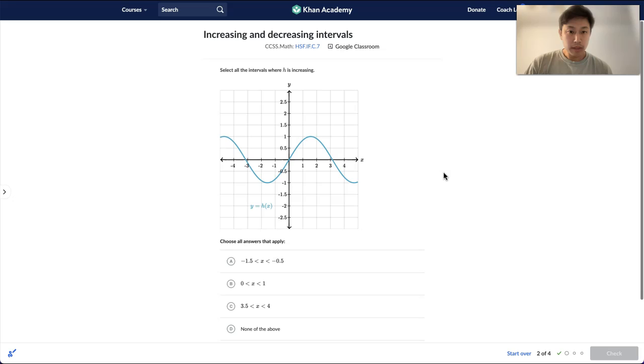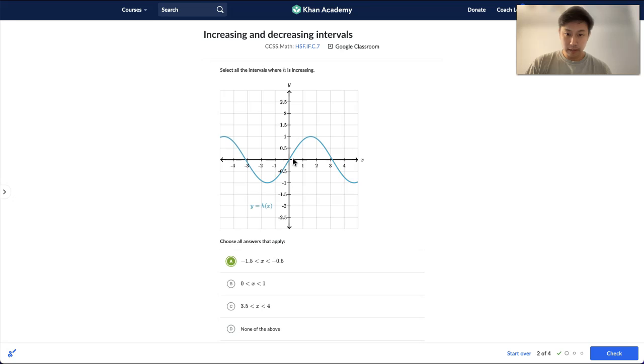Okay, let's do a couple more here. Select all intervals where h is increasing. Let's just get a general feel for this. It increases a little bit, then decreases, increases, decreases, and then you could argue it increases a little bit here at the end. Let's check all intervals. X between negative 1.5 and negative 0.5. That's going to be about here to here. I'm going to start right here all the way to about here. You can see from left to right, it's going up. It's increasing, so that's good.